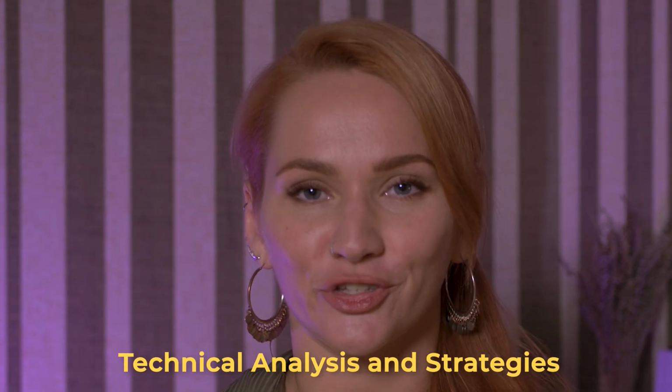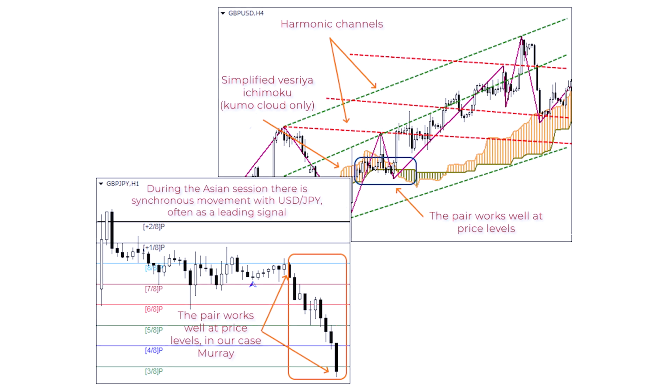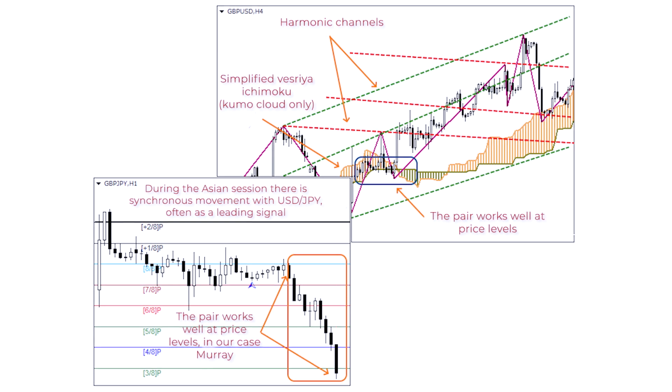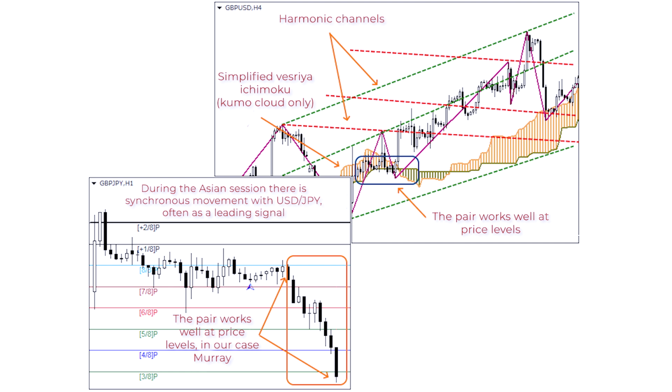Technical analysis and strategies. The best results are shown by medium and long-term strategies and intraday scalping. Techniques of a breakout or rebound from price levels give a large number of false signals. Cross pairs with the pound sterling work similarly to the euro. As always, careful analysis of the second asset is required.